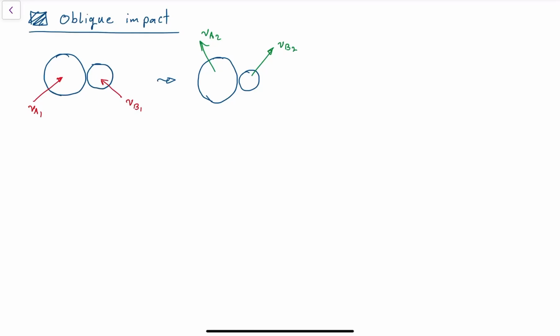Okay, the last thing we want to look at for this section, for this class, is oblique impact, and that is when the two bodies don't hit each other head on, as was the case of central impact. They come at each other at an angle. In this case, one or both of the velocities could be tilted relative to the line of impact. So how do we analyze this?